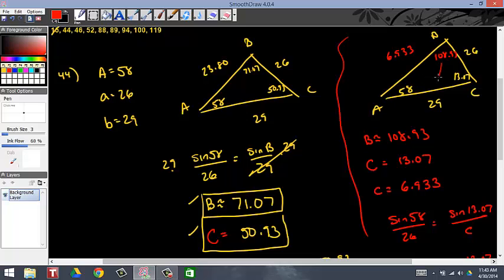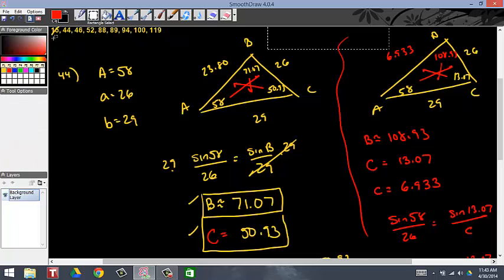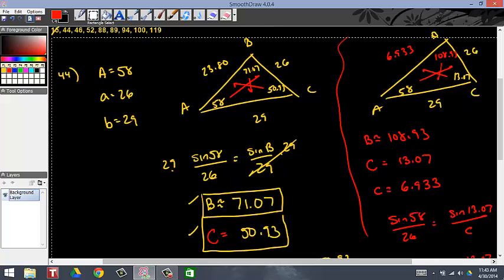And it should make sense. The biggest angle has the biggest side. The medium angle has the medium side, and the small angle has the small side. Same thing here. Biggest angle is 70, has the biggest side. Medium angle has the medium side. Smallest angle has the smallest side. Okay, so that one should make hopefully a little bit of sense.